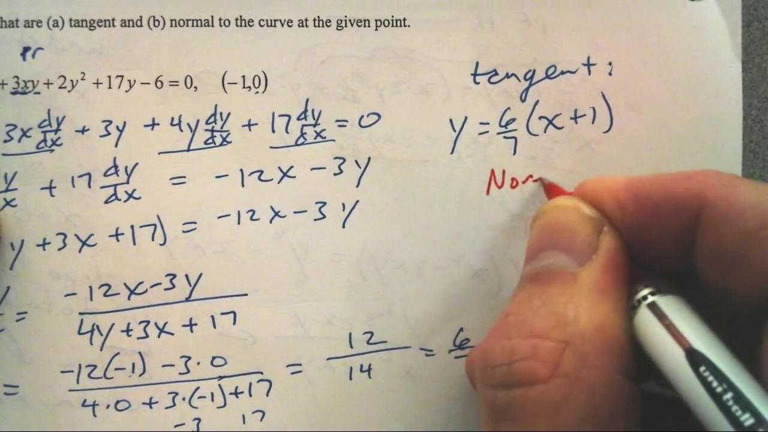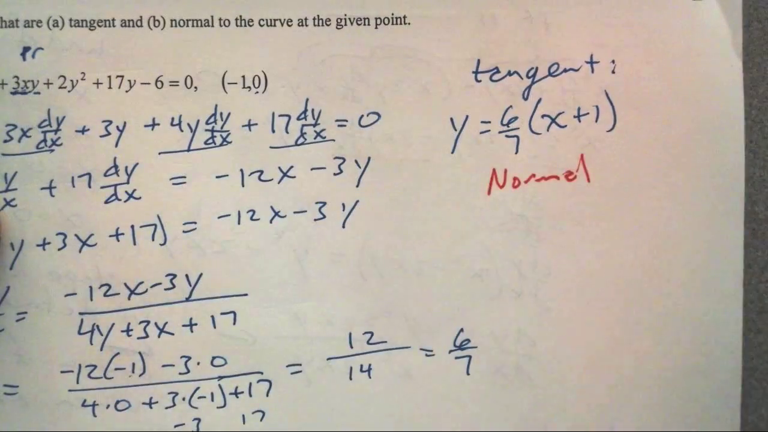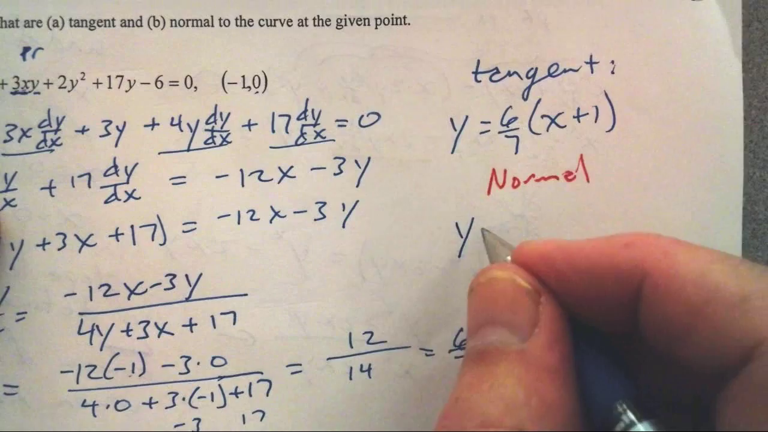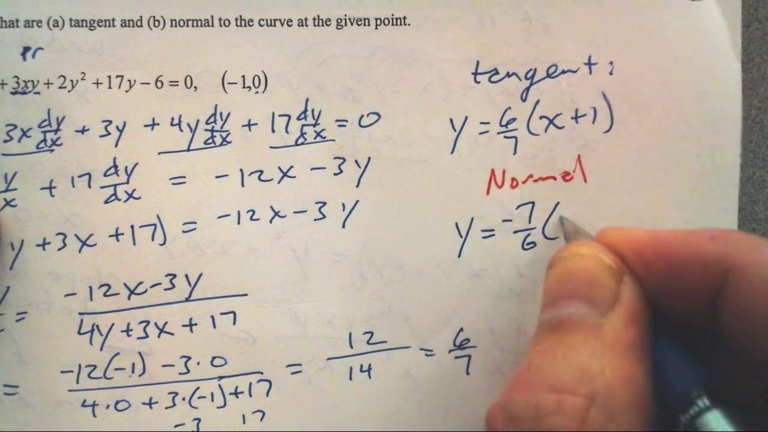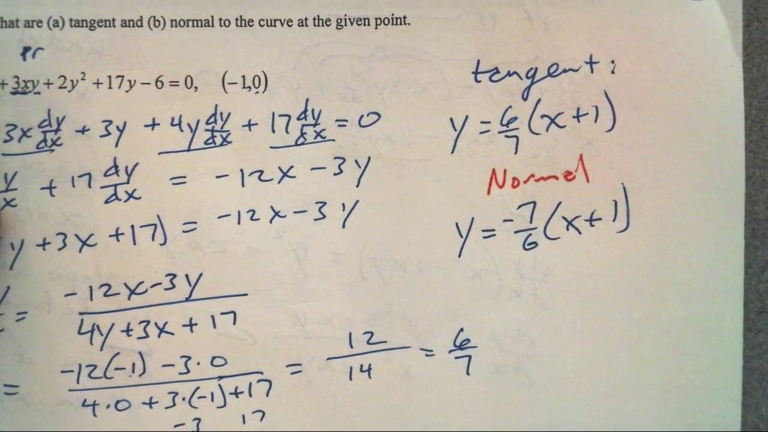And our normal, just perpendicular. Boy, if you get the tangent right, you can't miss the normal. y equals negative 7/6 times x plus 1. Distribute at will.